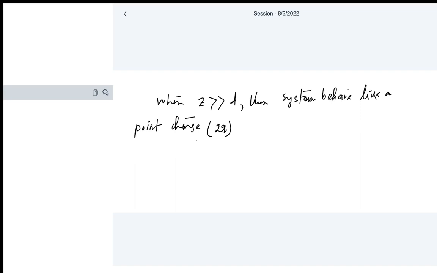If the z distance is very large from the axis of this charge, then these two charges behave like a point charge, and we find the electric field for a 2q point charge. Okay, so please remember the concept. It is very important. Using this concept, we can also solve problems.